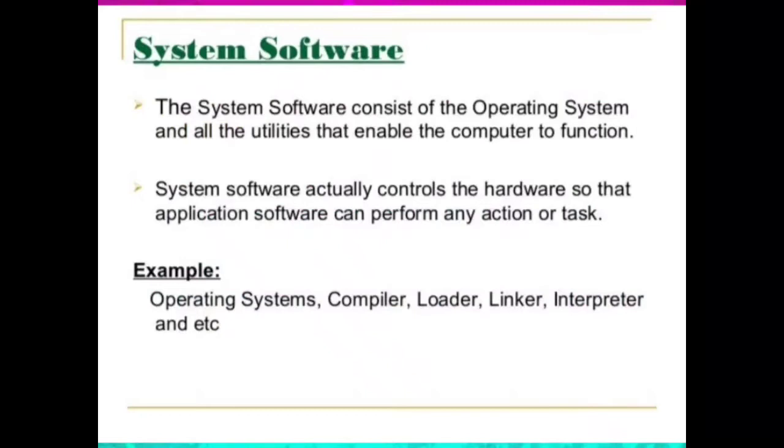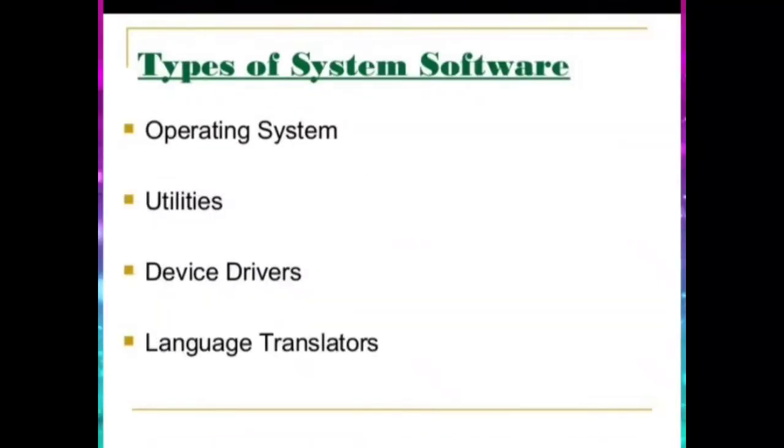System software: the system software consists of the operating system and all the utilities that enable the computer to function. System software actually controls the hardware so that application software can perform any action or task. Example: operating system, compiler, loader, linker, interpreter, etc. Types of system software: operating system, utilities, device drivers, language translators.